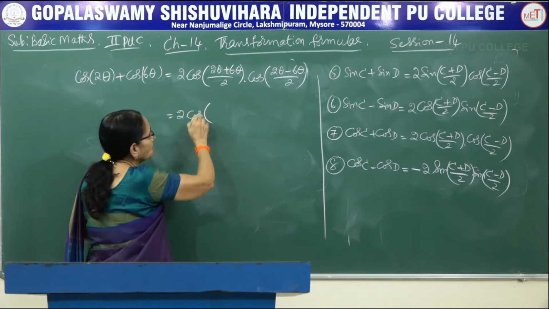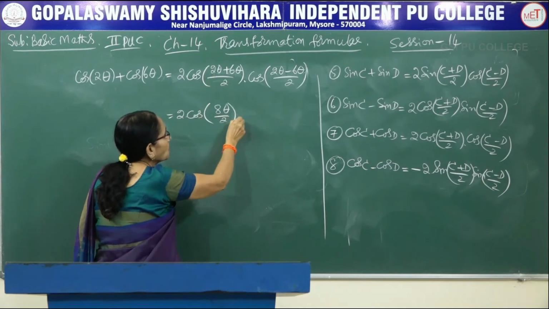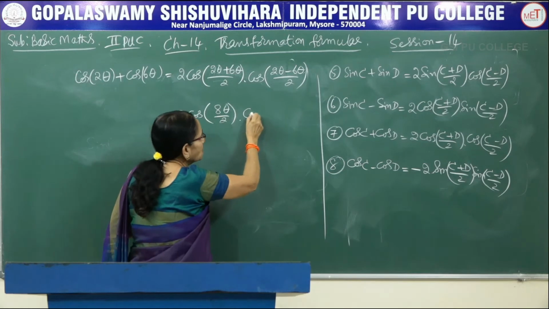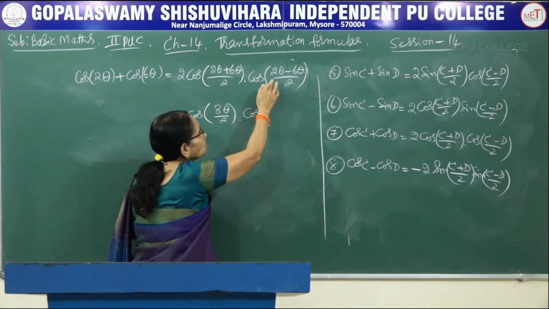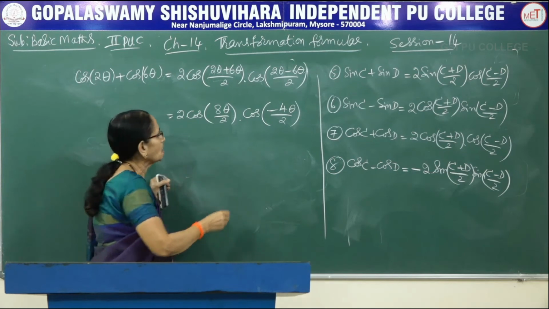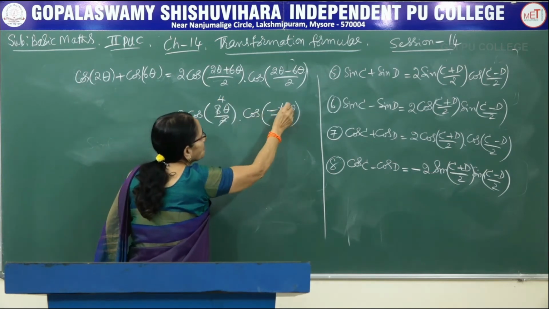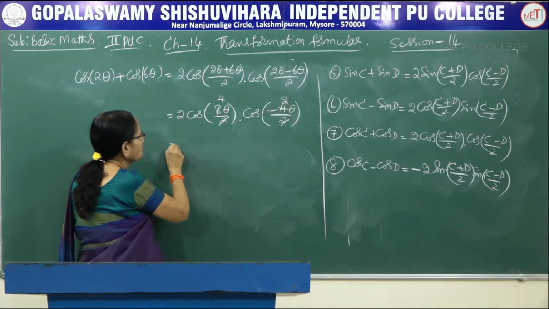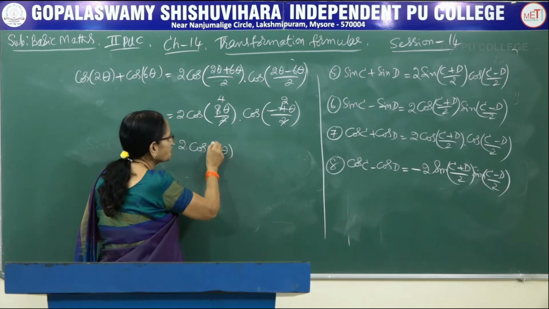2 times cos 2 plus 6 is 8 theta by 2. Directly I could have written, but since we are having a minus sign here, I am writing one more step. 2 theta minus 6 theta is minus 4 theta divided by 2. Now you can do the cancellation. 2 4s and 2 2s. That is 2 times cos of 4 theta.